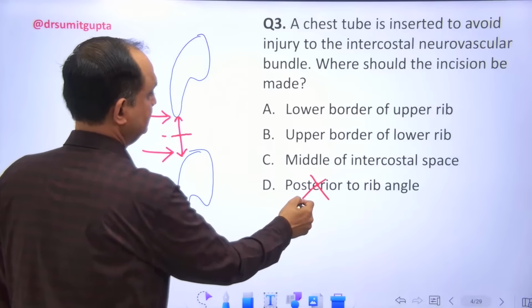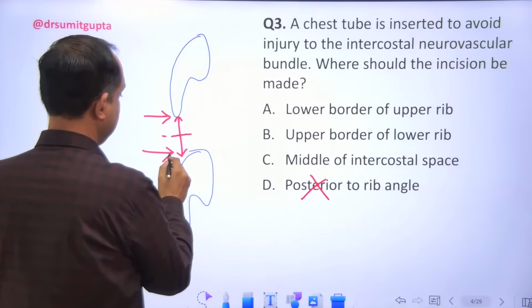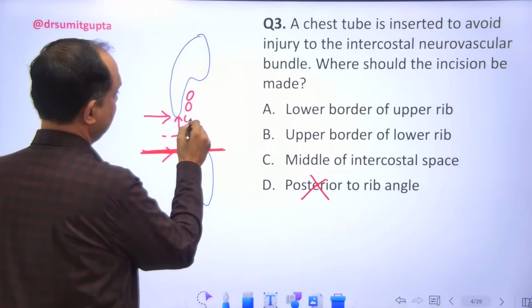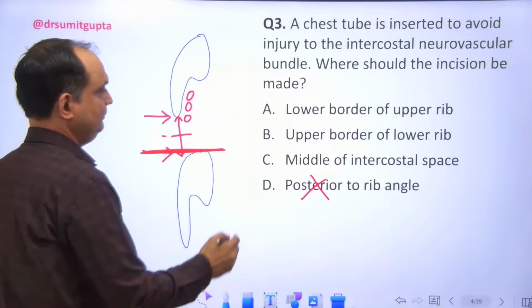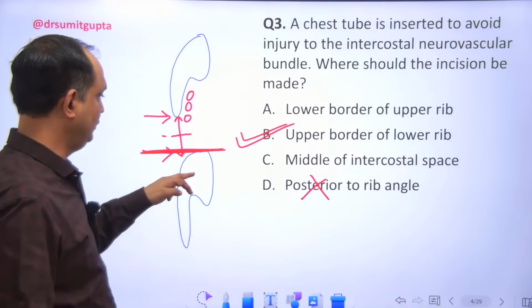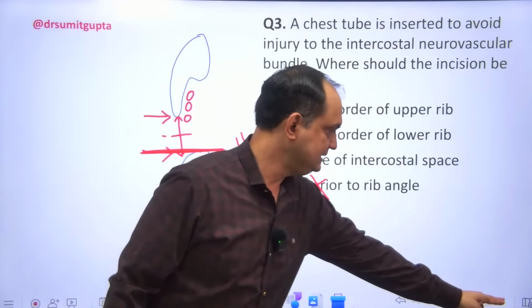So this is not the answer. Now when you see, these two will be there, but this is the most superficial side, because in this area you will find the vein, artery, nerve. So the most suitable answer is B. Upper border of lower rib of that space is ideal to put the incision.